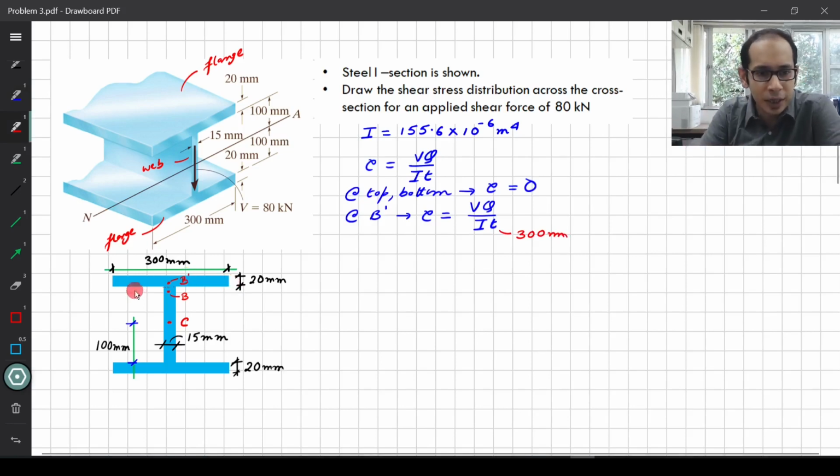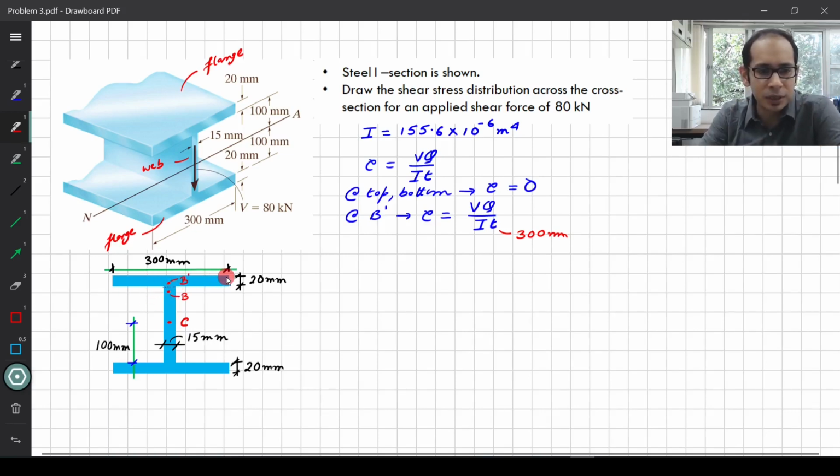And what about the q? Again, remember, q is always for the area above or below. Let's consider the area above. It's easier. Now this B is just above the section, so essentially for B prime or B, you are going to have the same q, because B and B prime are just above and just below where this width changes over here. So let's write the expression for q.